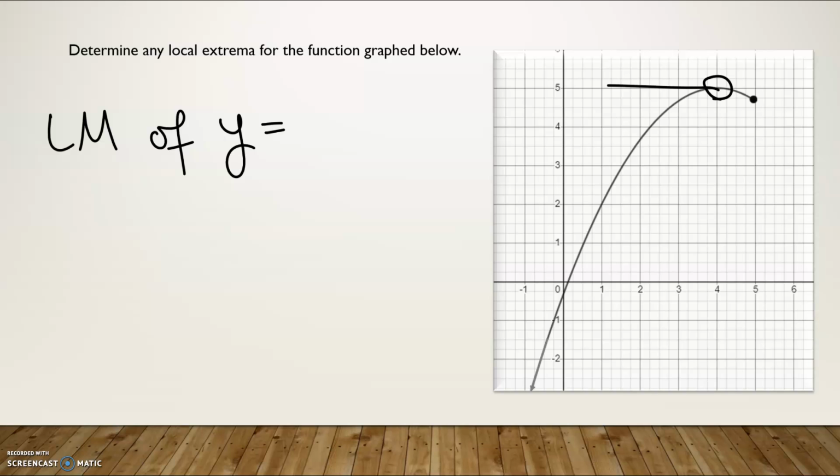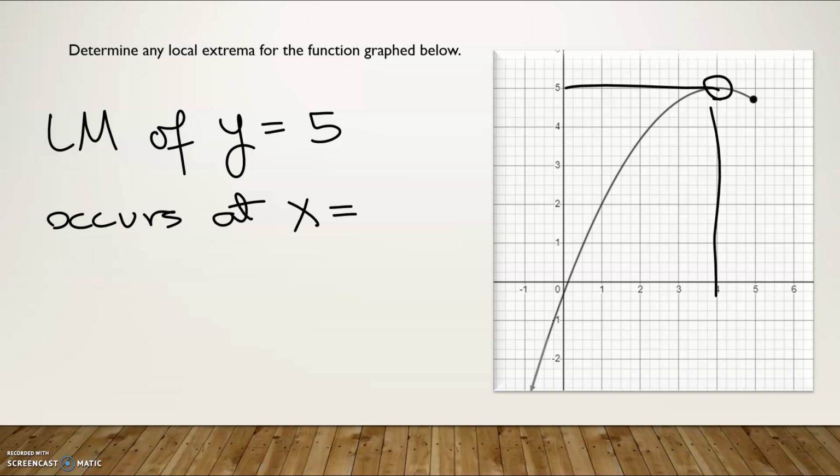So the y value is 5, and it occurs at x is equal to 4. So I have a local maximum, and let me put max right here. Local maximum of y equals 5, and that occurs at x equals 4.